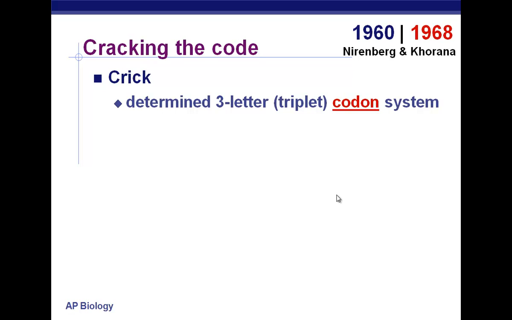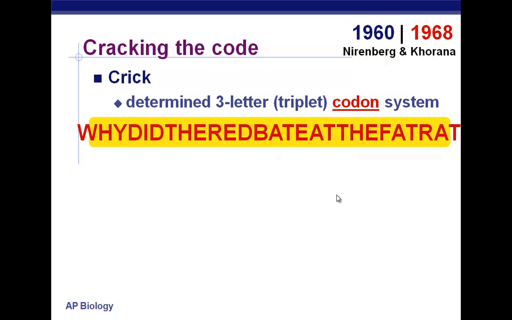Again, Crick was the one that kind of determined this codon system, but he didn't actually work out which ones matched which. But it was these 2 guys, Nirenberg and Khorana, I think is how you say it, that actually went through and figured out which ones matched. Now this is similar to what we did the other day. You look at this and it doesn't make a whole lot of sense right off the bat. And then you start to see, wait a minute, what if I broke it down into 3s, right? And so if we do a little color coding there, it starts to stand out a little bit easier. And why did the red bat eat the fat rat, right? Reading things in groups of 3.